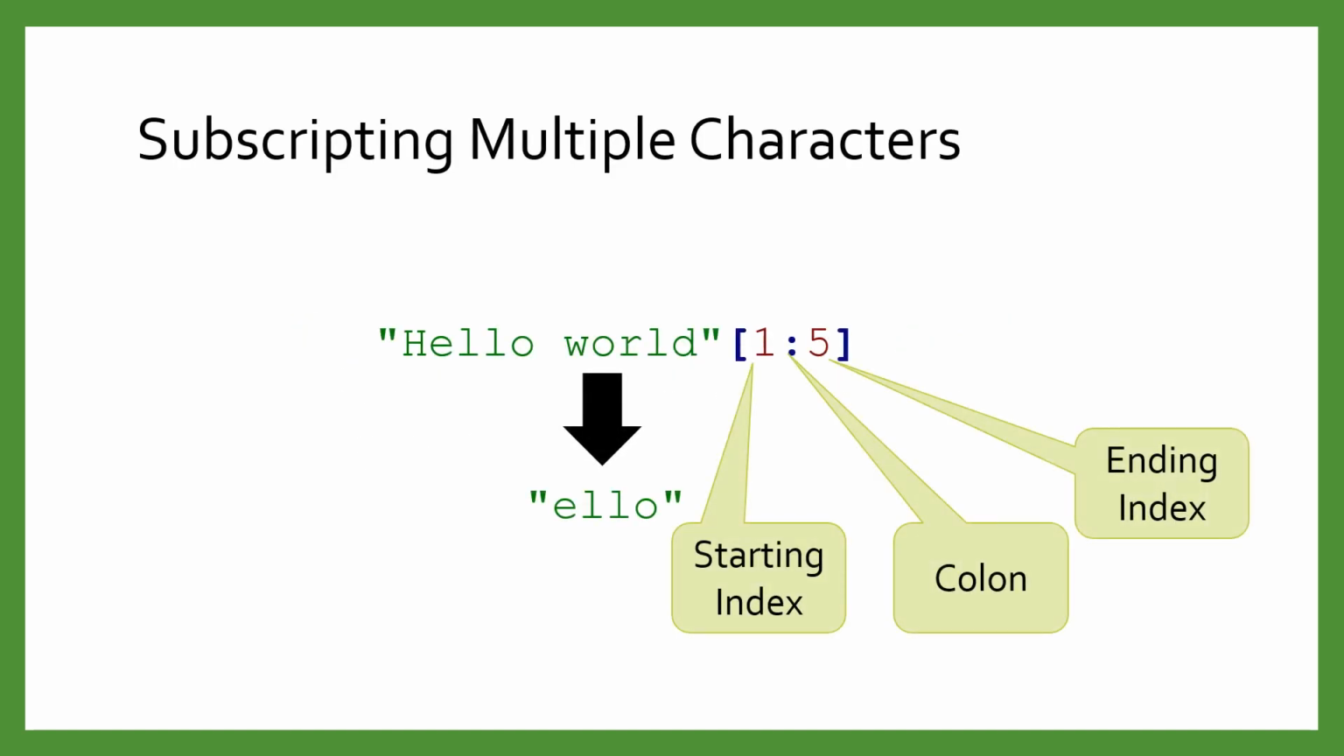It wouldn't be too useful to only grab out one character at a time, so you can actually grab out more than one by using the subscript range syntax. Inside the square brackets, you put a pair of numbers separated by a colon. The first number is the starting index, and the second number is the closing index.